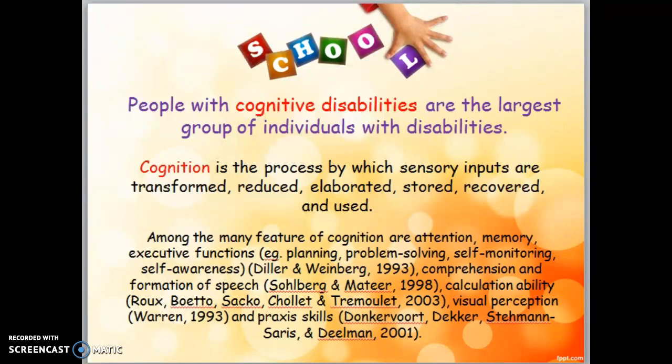People with cognitive disabilities are the largest group of individuals with disabilities. Cognition is the process by which sensory inputs are transformed, reduced, elaborated, stored, recovered, and used. Among the many features of cognition are attention, memory, and executive functions. When we say executive functions, these are planning, problem solving, self-monitoring, and self-awareness. Another would be comprehension and formation of speech, calculation ability, visual perception, and praxis skills.